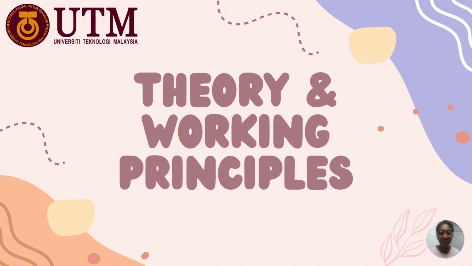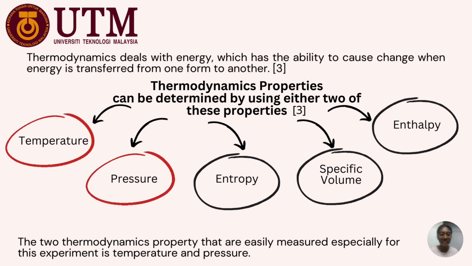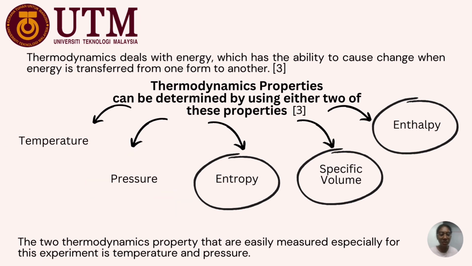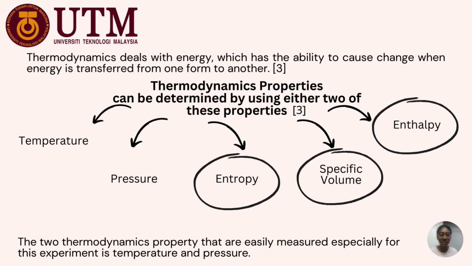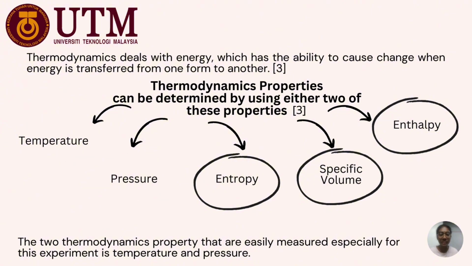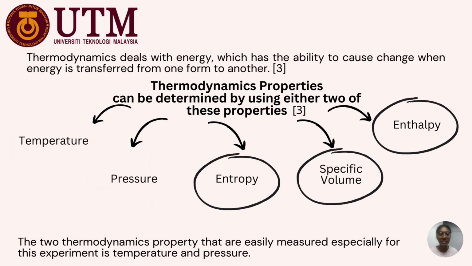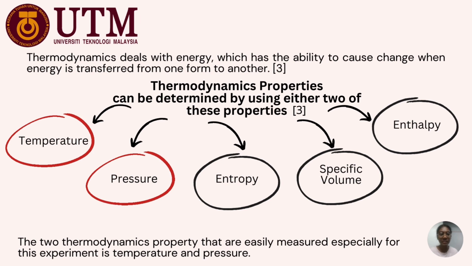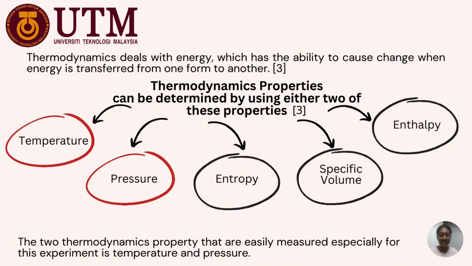Next, I will talk about theory and working principles. Thermodynamics deals with energy which has the ability to cause change when energy is transferred from one form to another form. The properties of the change can be determined by using two of these properties, whether it's temperature, pressure, entropy, specific volume, enthalpy, etc. The two thermodynamic properties that are easily measured, especially for this experiment, are temperature and pressure.